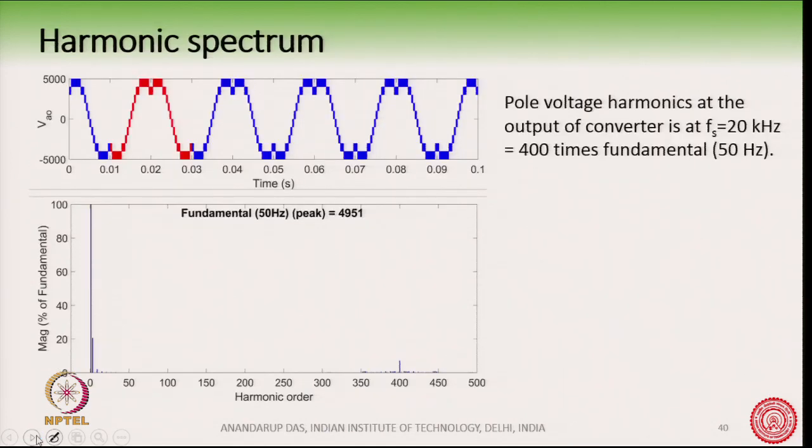So, the harmonic spectrum, if you see, is again similar. The pole voltage harmonics, again the output voltage is 4951 volt, and the fundamental is 100%. There is a third harmonic, and there are triplet harmonics, third, ninth, 15th, with no harmonics in between, and the first band exists at 400 times the fundamental, that is 20 kilohertz.